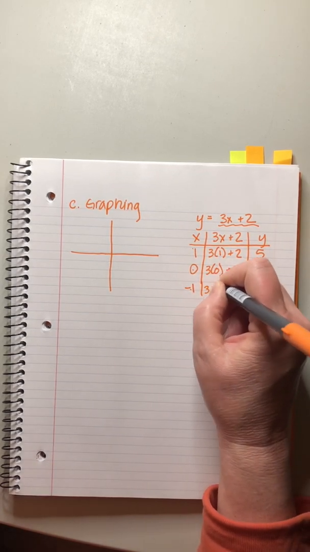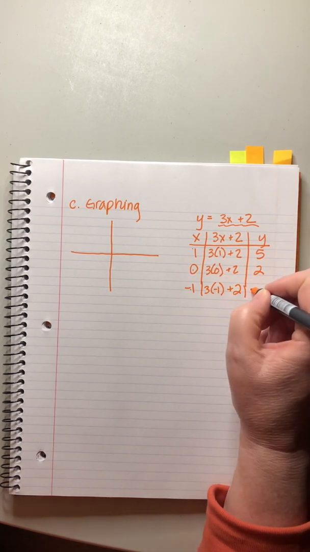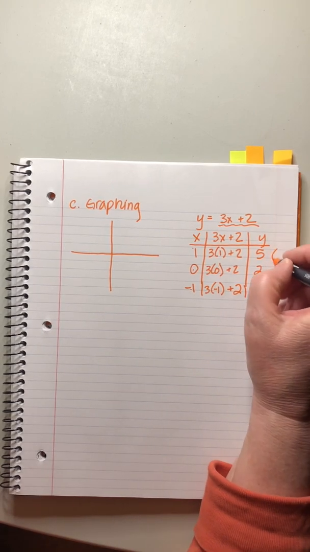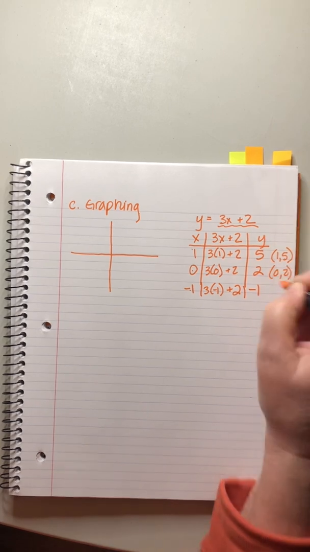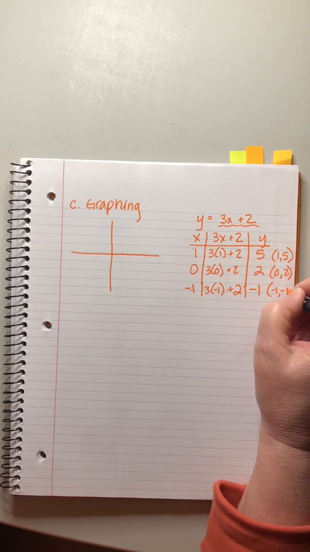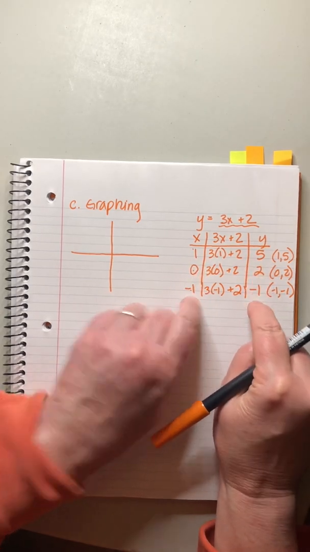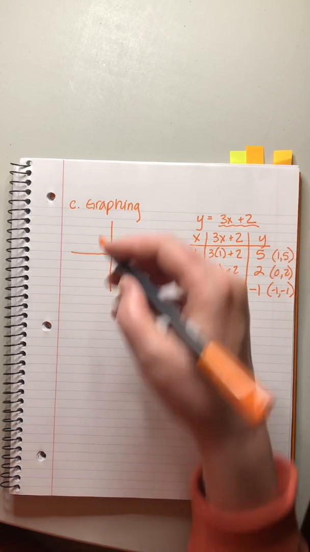Let's multiply. 3 times -1 is -3, plus 2 would be -1. And then these are the points that we plot, right? 1, 5, 0, 2, -1, -1. And you don't have to write them over again. You can just read them off the chart, which is why I like my chart. But I wrote them there just so you could be really clear.